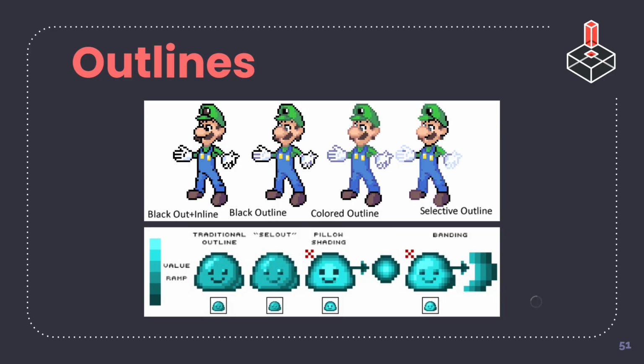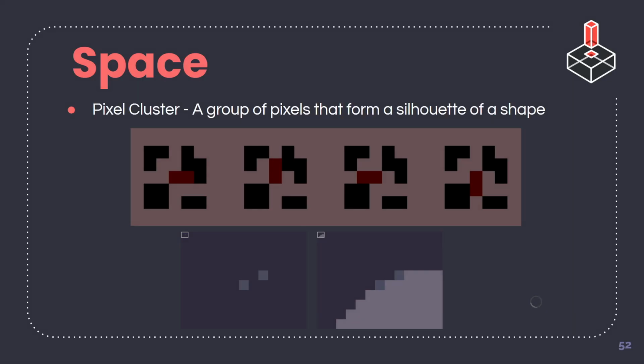Okay. Last thing to go over is space. A pixel is usually never found left alone. A group of pixels that form a silhouette of a shape are called a pixel cluster. The location of where you place a pixel can majorly affect how your viewer sees the work.